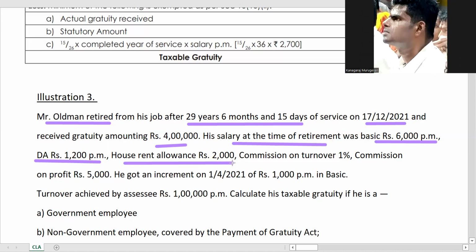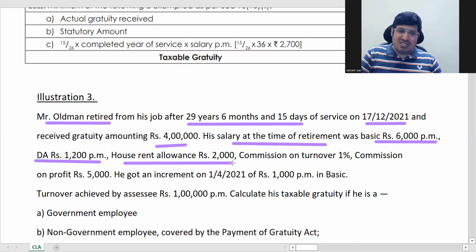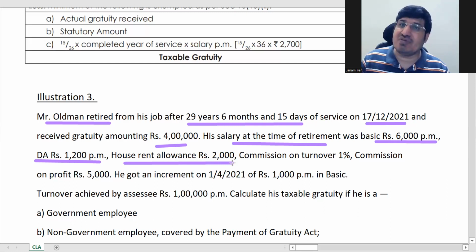Because there is no per month written next to it. So be very careful. As I said, don't go by the magnitude. They could have given 200 also. But if it's not per month, then it is annual. You will not make an assumption of per month. Never. The assumption will always be annual.